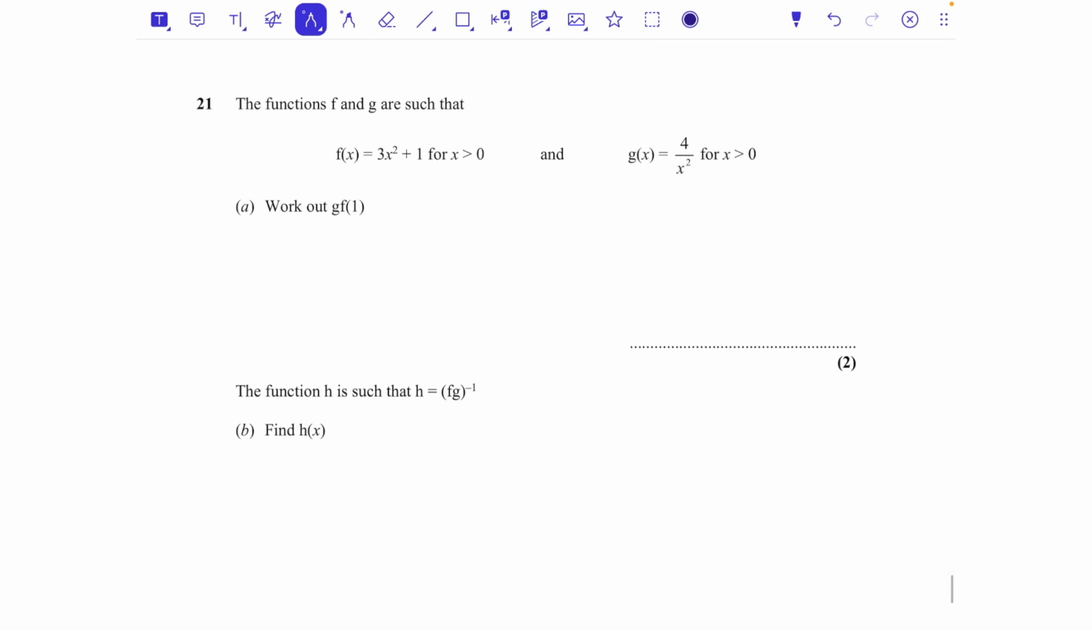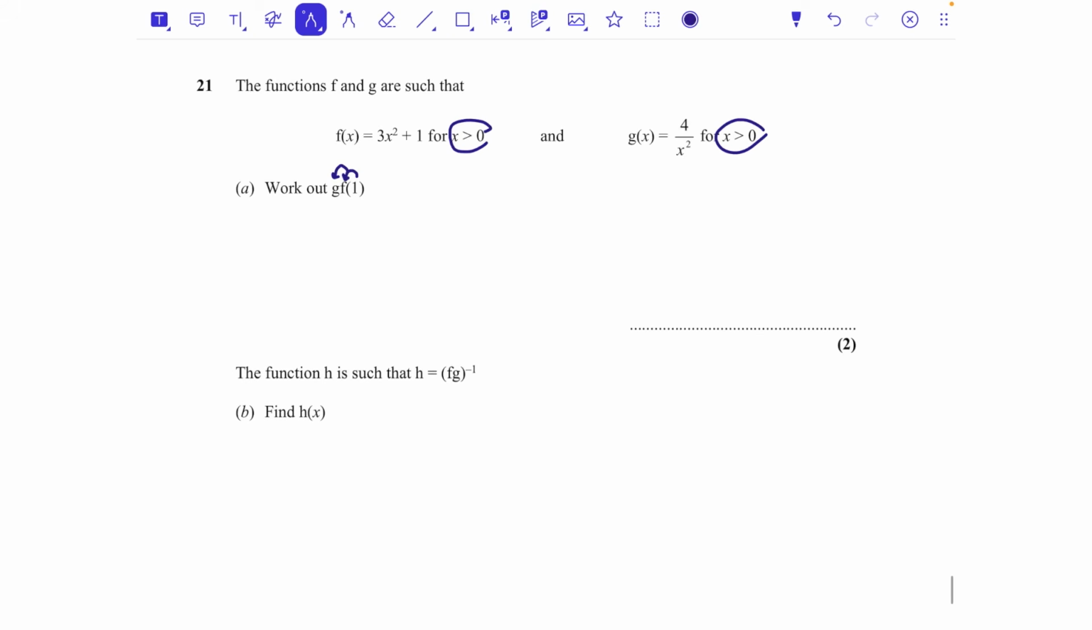Okay, question number 21. The functions f and g are such that f of x is 3x squared add 1, but x has to be positive, and g of x is 4 over x squared, and again x has to be positive. Work out g of f of 1. Now this is a composite function, and we work from the inside out. So this is asking us to put 1 into the function f, and then take that answer and put it into g. So we're going to start by putting 1 into f.